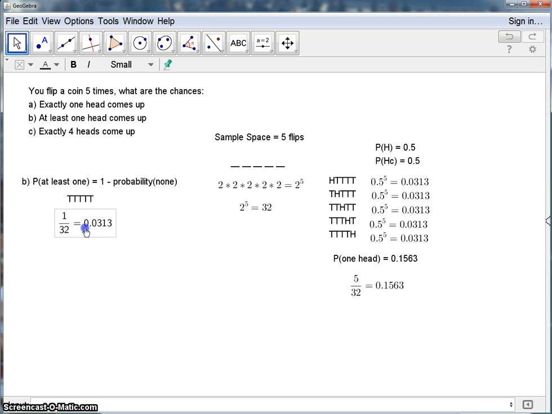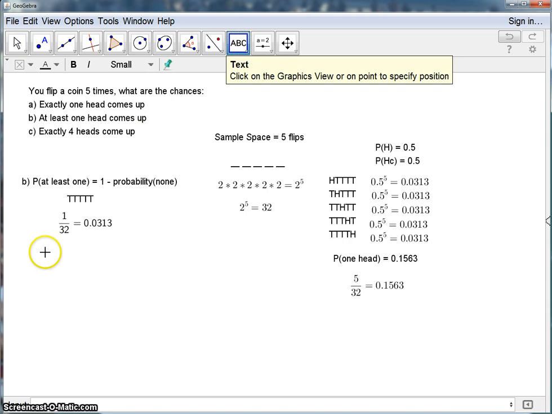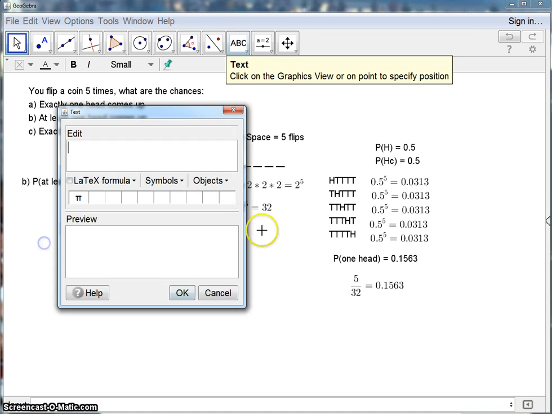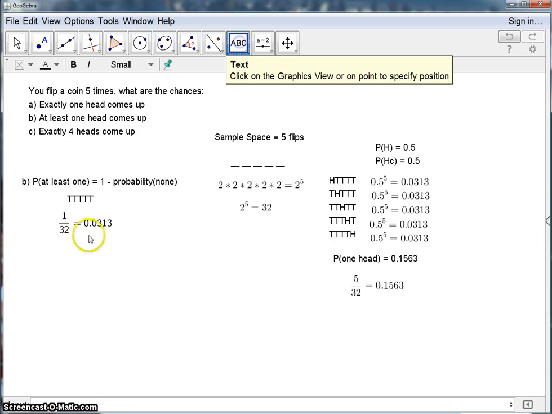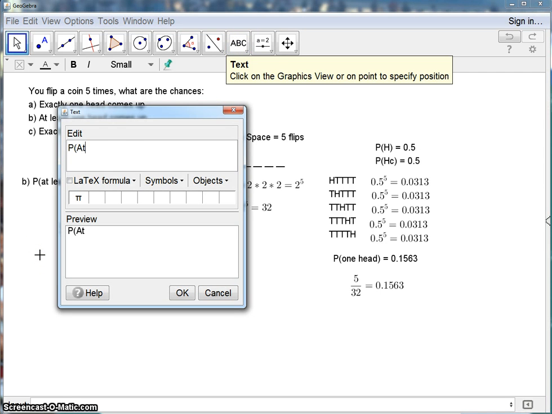And there's only 1 out of 32 ways that we could get no heads. Therefore, the probability that we get at least 1 would be 1 minus 1 over 32, which we say P of at least 1 is equal to the other 31 ways, 31 out of 32, right?